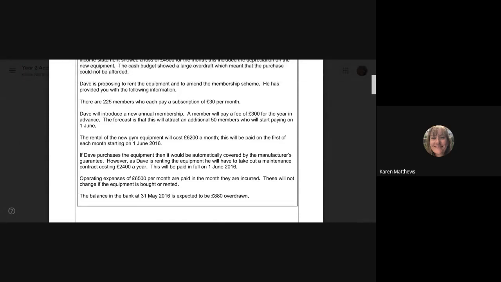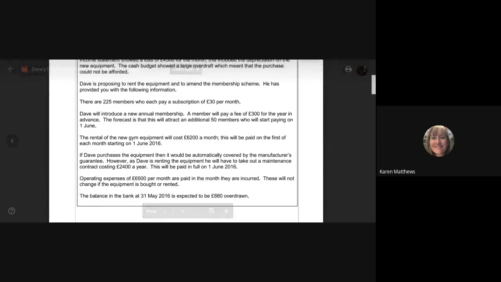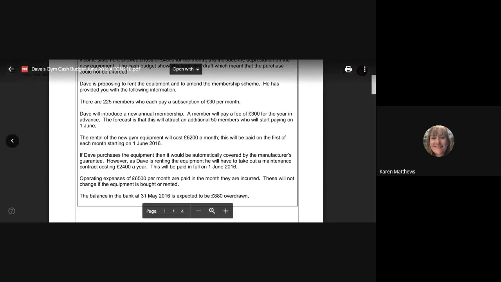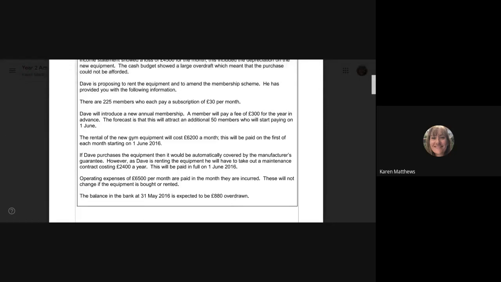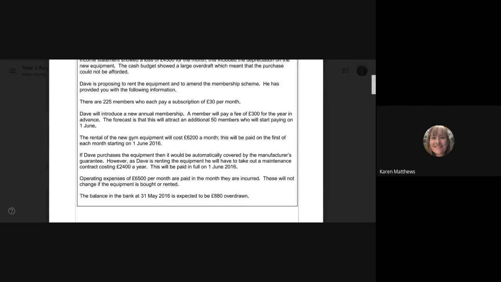If Dave purchases the equipment, then it will automatically be covered by the manufacturer's guarantee. So that's if he spends out £240,000, which he can't afford. However, as Dave is renting the equipment, he will have to take out a maintenance contract costing £2,400 a year. This will be paid in full on the 1st of June 2016. Okay. Operating expenses of £6,500 per month are paid in the month they're incurred. These will not change whether the equipment is bought or rented. And the balance in the bank at the 31st of May 2016 is expected to be £880 overdrawn.